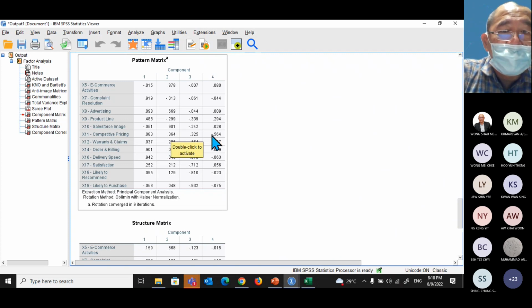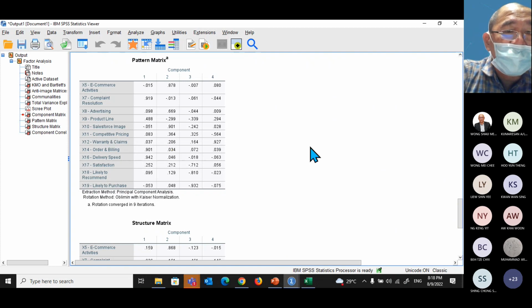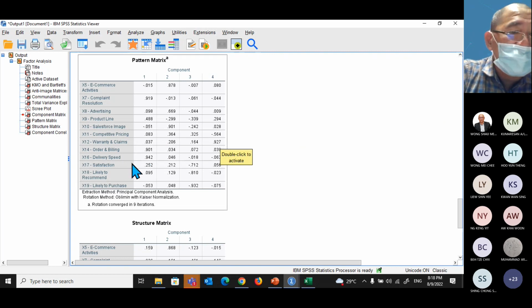11 is also easy, 4. 12 is also easy, 4. x14, 1. x16, 1. You see, it's very easy. So this one, x17, 3. x18, 3. x19, 3. See, it's very easy.